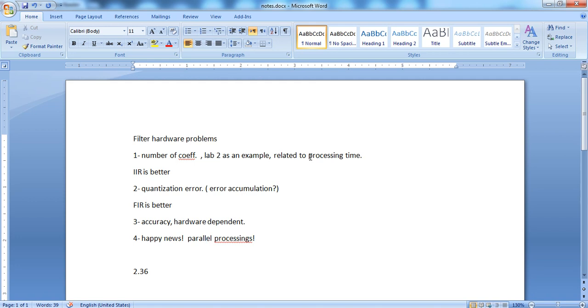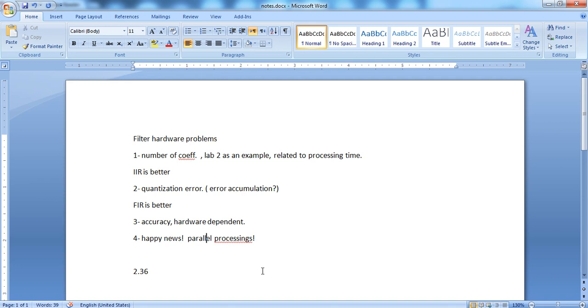processing you can have. If you have faster processing, then you can increase the number of coefficients, and all of you, while using the FDA tool design, have realized that when you increase the number of coefficients, you get better performance. When the number of coefficients is low, you get worse performance. These are some hardware related problems. I just want you to know this. This is not a part of the syllabus. This is just for you.